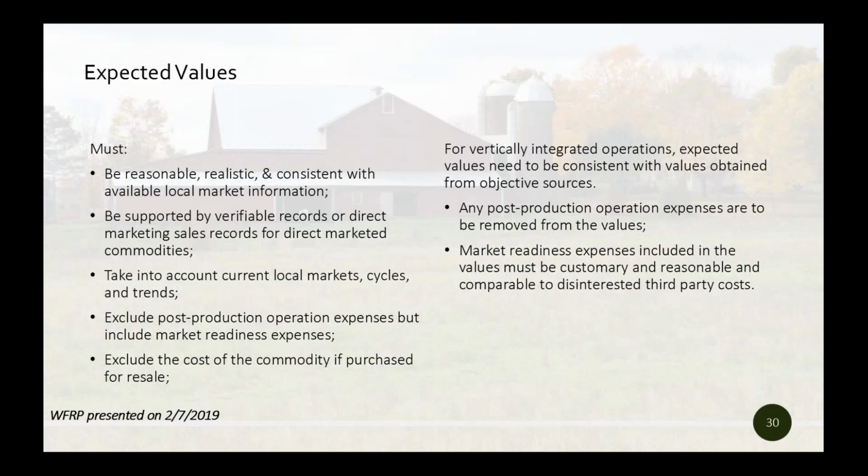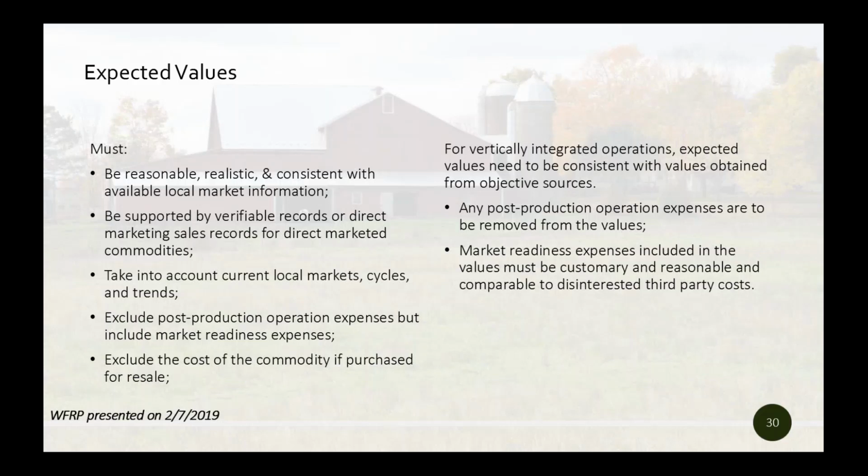Exclude post-production operation expenses, and just spend a little time here on what those are. Those are the expenses after the commodity leaves the field, leaves the farm, delivered probably to another third party like a processor or whatever. The expenses for that processor would be considered post-production.